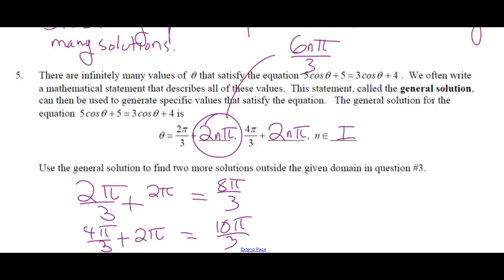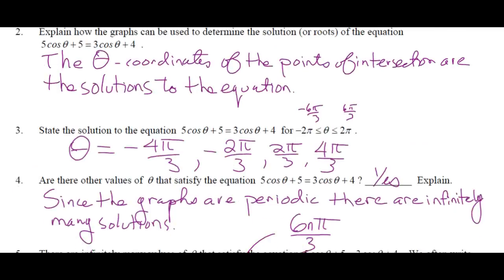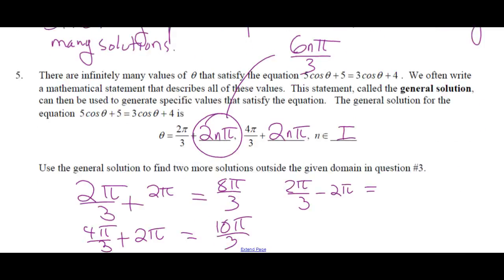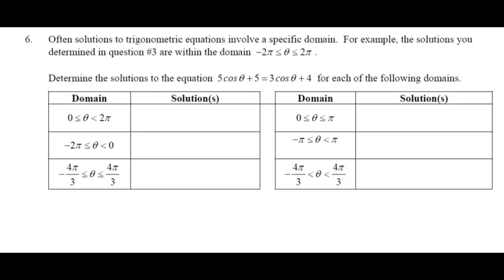Okay, so there's 2 more. Right, could have gone 2 pi over 3 minus 2 pi. What's that? Negative 4 pi over 3. Wait, that's not good because that's still inside the domain. So I'd have to go 2 of these. So 2 pi's, which would be 12 pi over 3. So minus 2 pi would be negative 10 pi over 3, right? So make sure that you're sticking to the question, right? Like going outside the domain that's given.